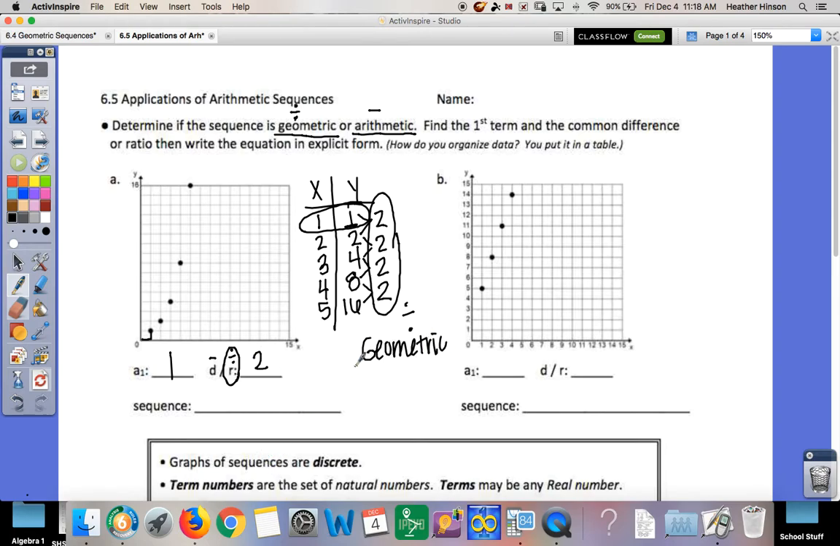So for our geometric equations, you have a sub n equals a sub 1, parentheses, your ratio, r, and then your n minus 1 goes in the exponent. So our equation will be a sub n equals our first term, which was 1, our ratio in parentheses, which is 2, and then n minus 1 goes at the top.